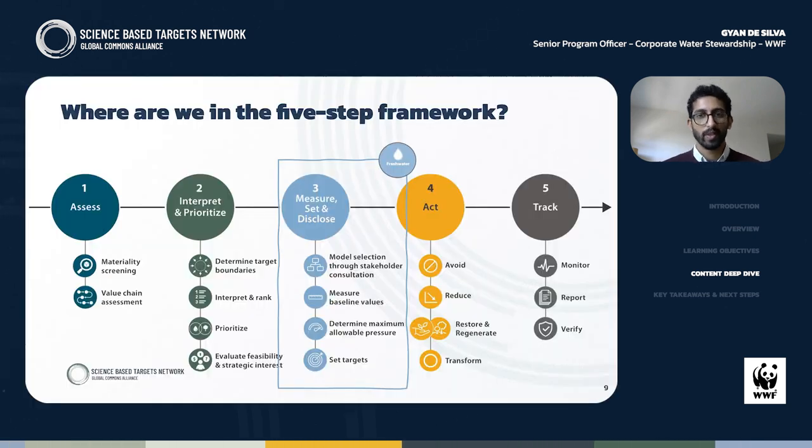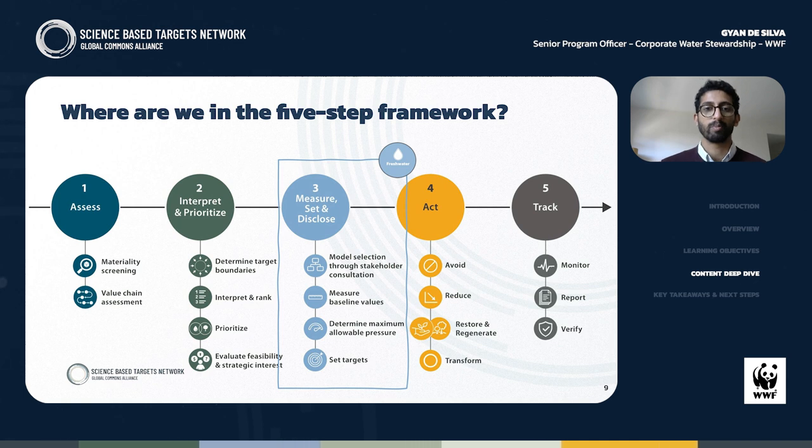So we are now at the 3rd step of the 5-step process, and that 5-step process takes companies through assessing their impacts with regard to specific pressures, identifying parts of their operations and upstream supply chain locations to focus on, to setting targets for freshwater quantity and quality, all the way to measuring, reporting, and verifying progress against those targets.